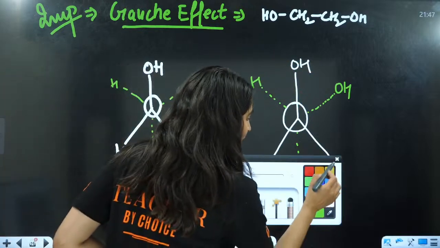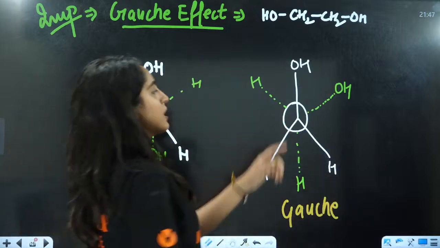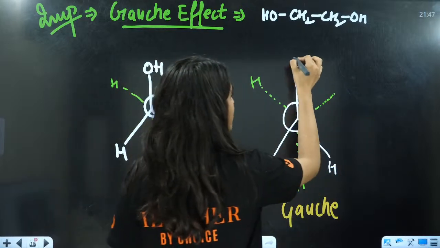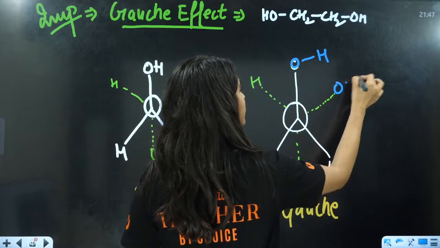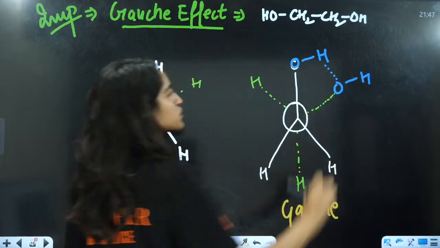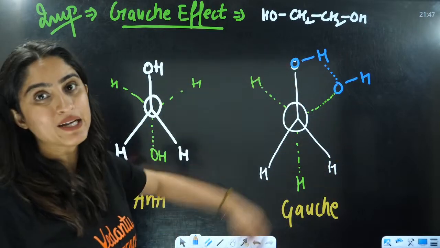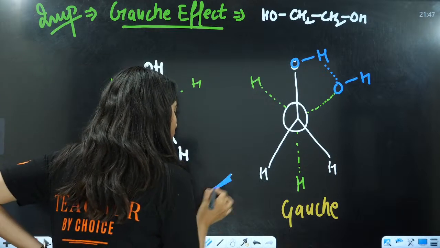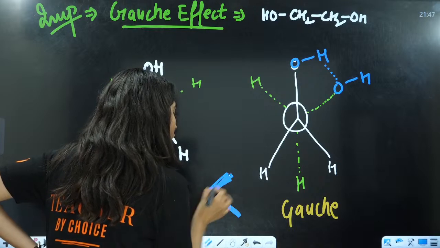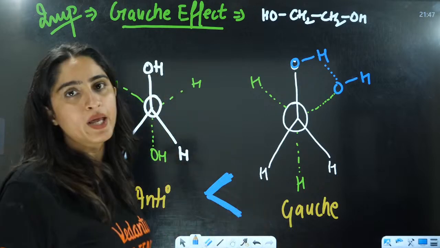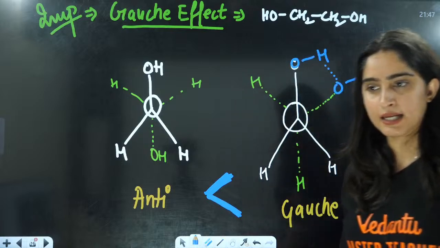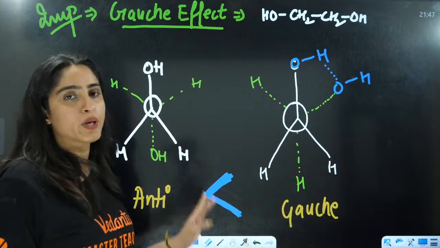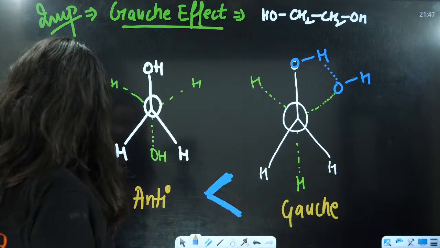Here, which is more stable because of the hydrogen bonding of this H and this O? This is O, this is H, again O, this is H. So it has hydrogen bonding. Because of this hydrogen bonding, gauche is going to be more stable here.